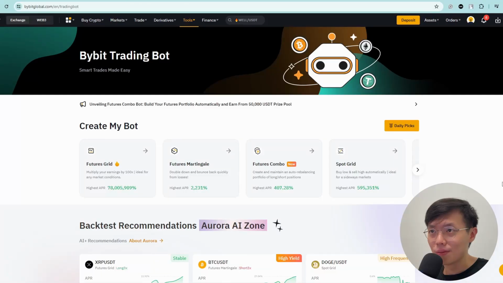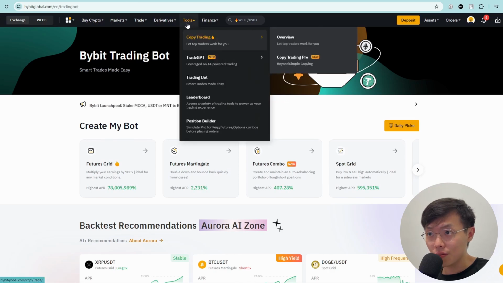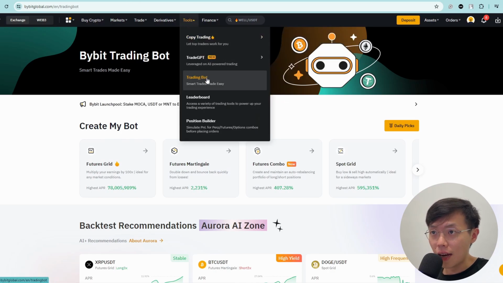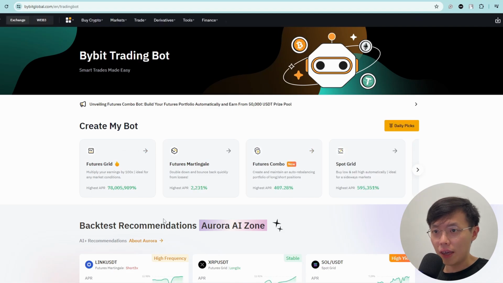And guys, welcome back. Today we're going to talk about trading bots, right? In Bybit, there are a lot of trading bots, and let's explore how to use them. If you want to know how to use a trading bot, all you have to do is go to Tools, then Trading Bots, and when you click it, it'll show up right here.